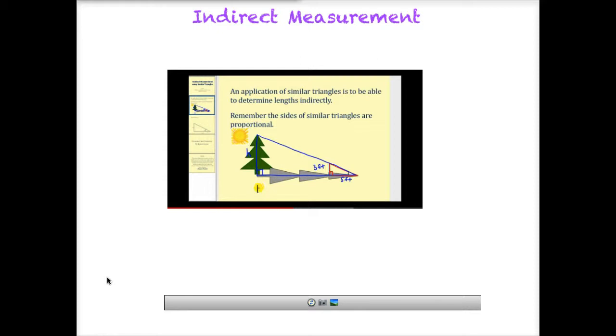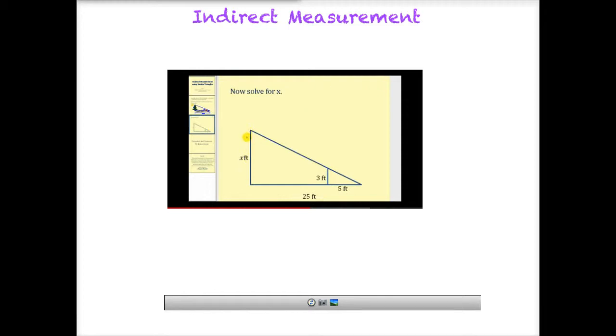So if we measure the length of the shadow to be, let's say, 25 feet, this is enough information to allow us to determine the height of the tree without ever leaving the ground. Let's go ahead and take a look at a cleaner diagram of this information. Again, x would be the height of the tree.